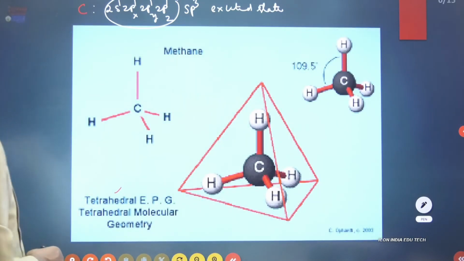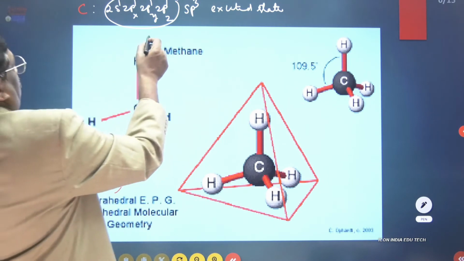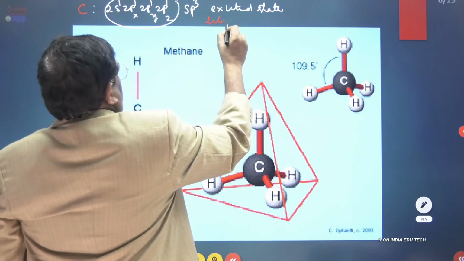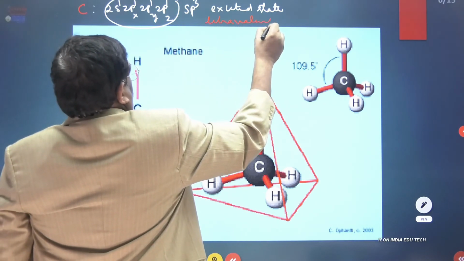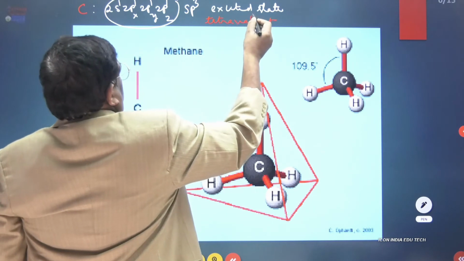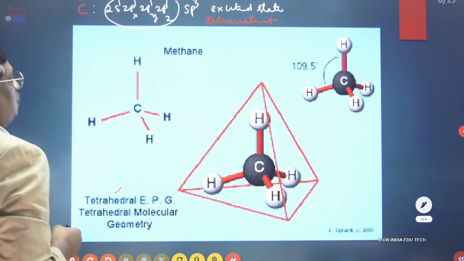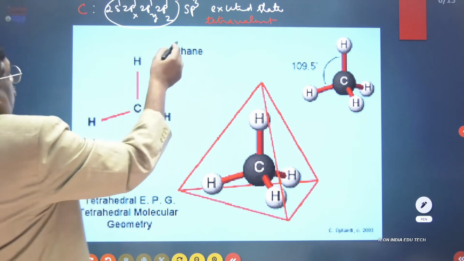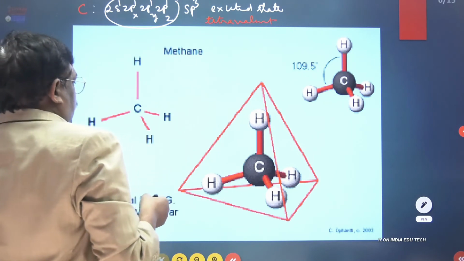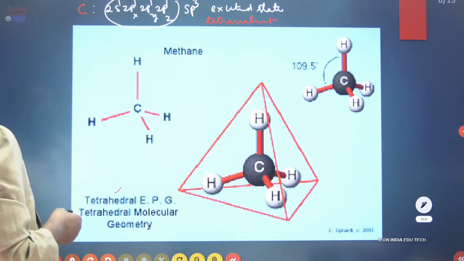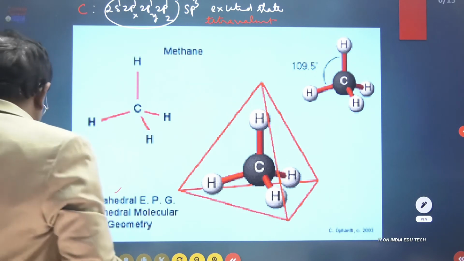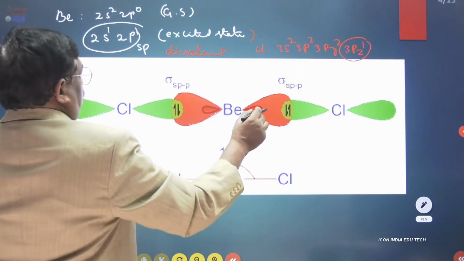Next is methane. Carbon in methane undergoes sp3 hybridization in the excited state, and here it is tetravalent. Carbon is tetravalent here, forms 4 covalent bonds. What is the reason? In the excited state it has 4 unpaired electrons. That is the reason it is undergoing sp3 hybridization and forming 4 covalent bonds. All 4 are bond pairs, no lone pairs here. In beryllium chloride and boron trichloride also, there are only bond pair repulsions. Repulsions are minimum.